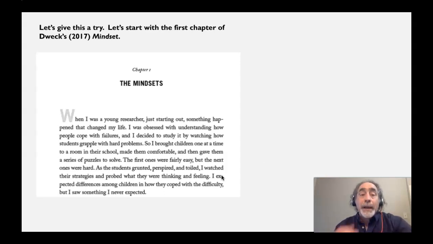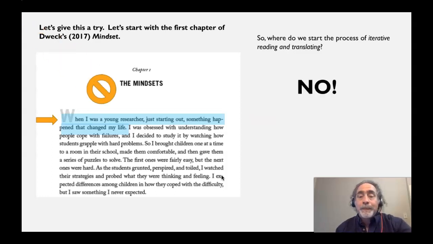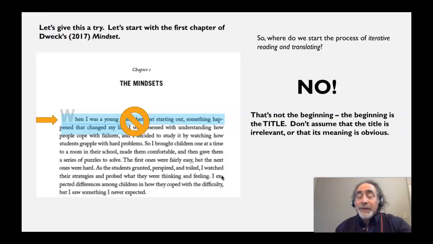So let's give this a try. Let's start with the first chapter of Dweck's Mindset. Let's actually go through and do this. So, where shall we start the process of iterative reading and translating? Should we start here? No. We shouldn't start there. That's not the beginning. The beginning is the title.